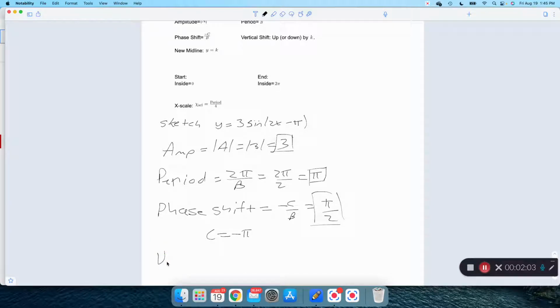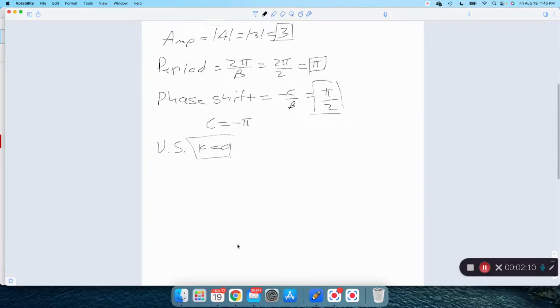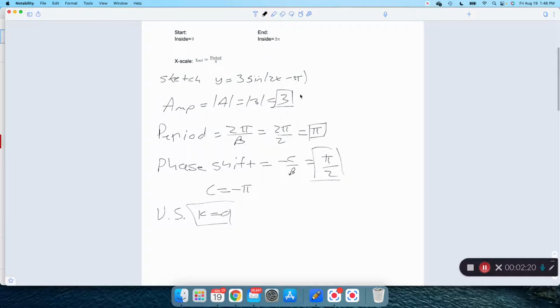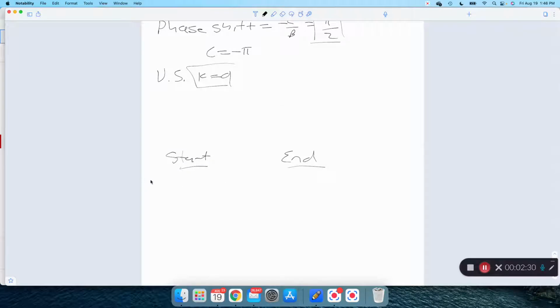Our vertical shift. K still equals 0. No vertical shift. We'll get to those in a later video. Okay, we do start and end. People that do start and end tend to get these right. People that don't... I want this inside, that equal to 0, equal to 2 pi. So 2x minus pi equals 0. 2x minus pi equals 2 pi.